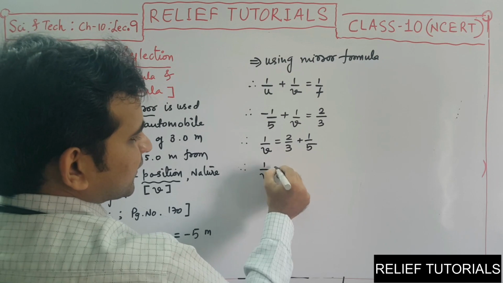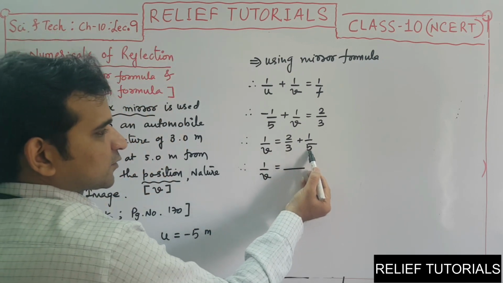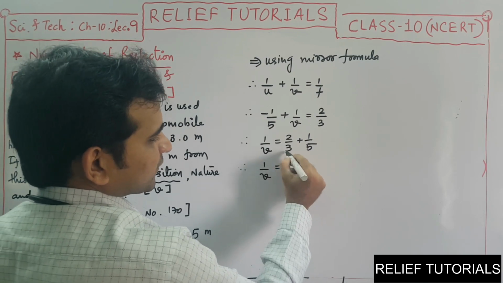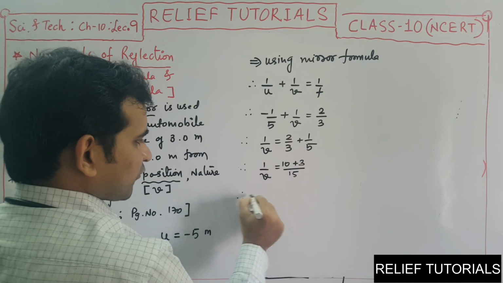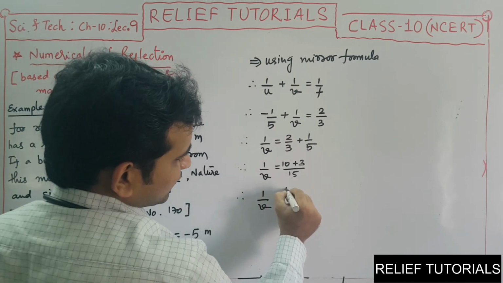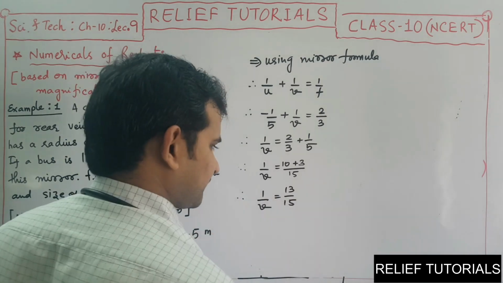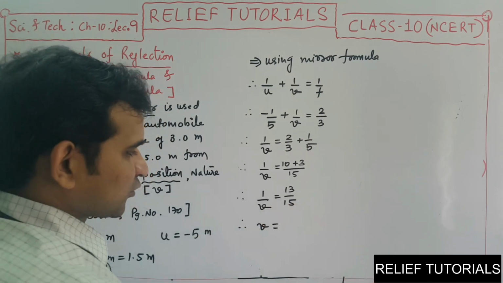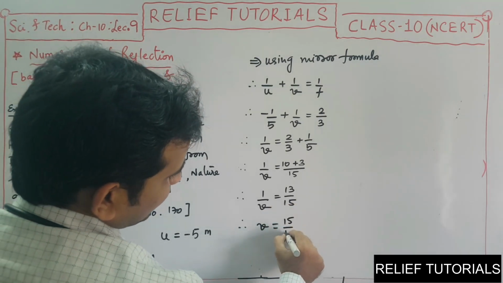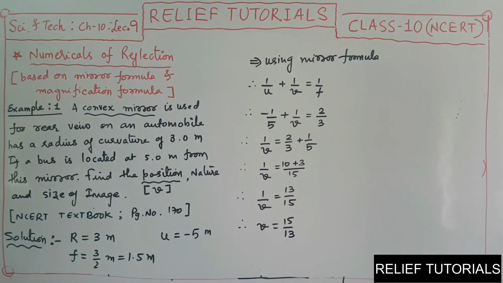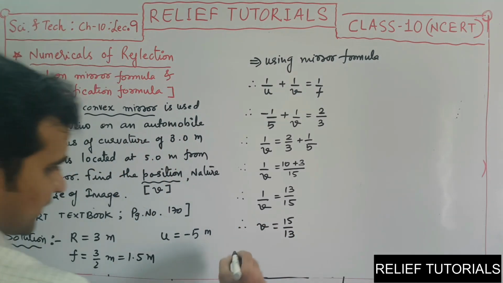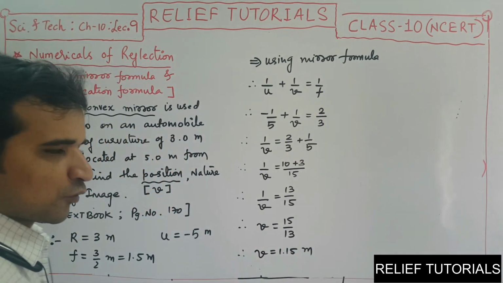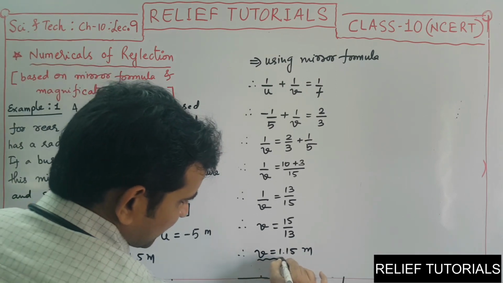Therefore, 1 by V is equals to, now LCM of 5 and 3 is 15. 5 multiplied by 2 will be 10 here, and plus 3 ones are 3 here. Therefore, it is 1 by V is equals to 13 by 15. Now take the reciprocal on both the sides. V is equals to 15 by 13. And answer of this 15 by 13 will be near about 1.15 meter. You can do the division by yourself. So V is 1.15 meter.